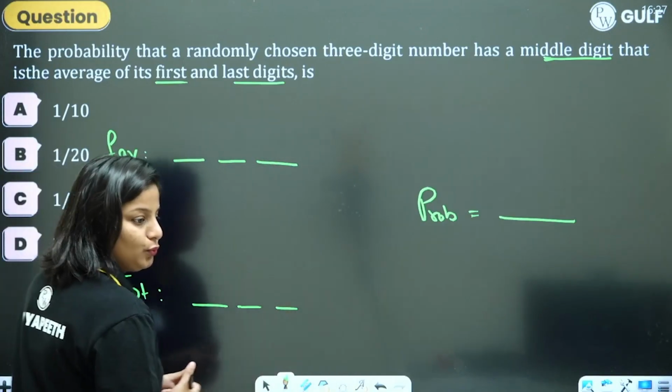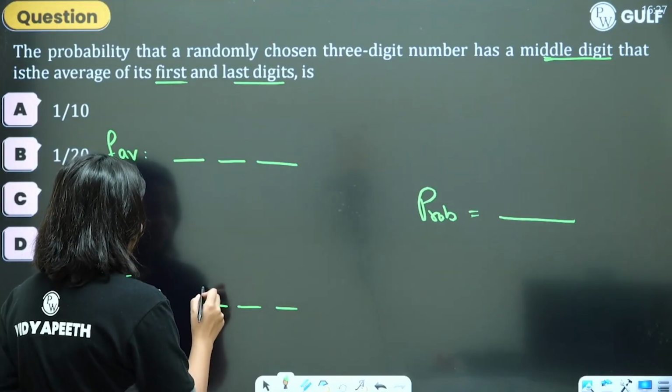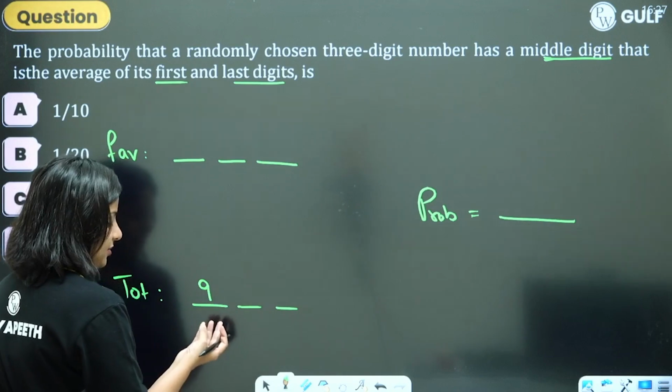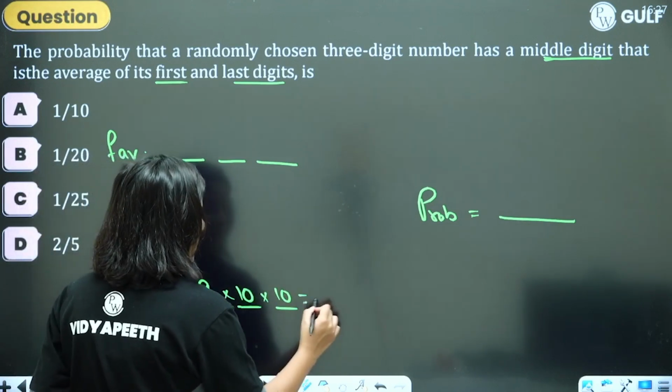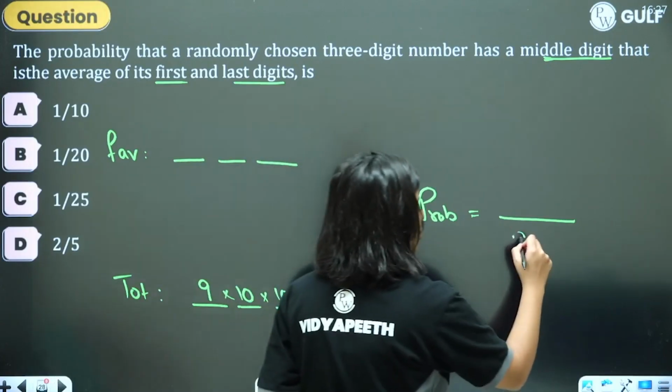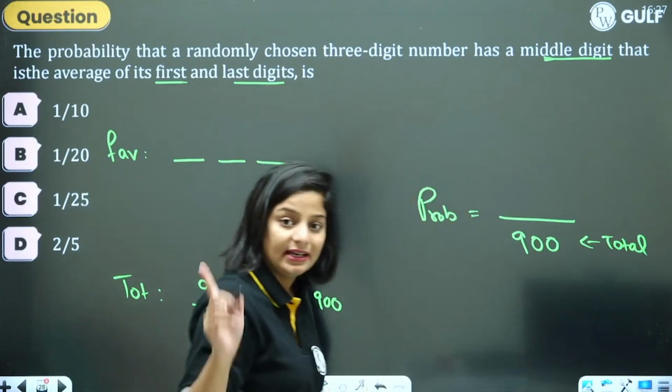The better way to solve it will be, this place has 9 options. It can be 1, 2, 3, 4, 5, 6, 7, 8, 9. This place has 10 options, 10 options. So there are 900 total 3-digit numbers. Total 3-digit numbers are 900.